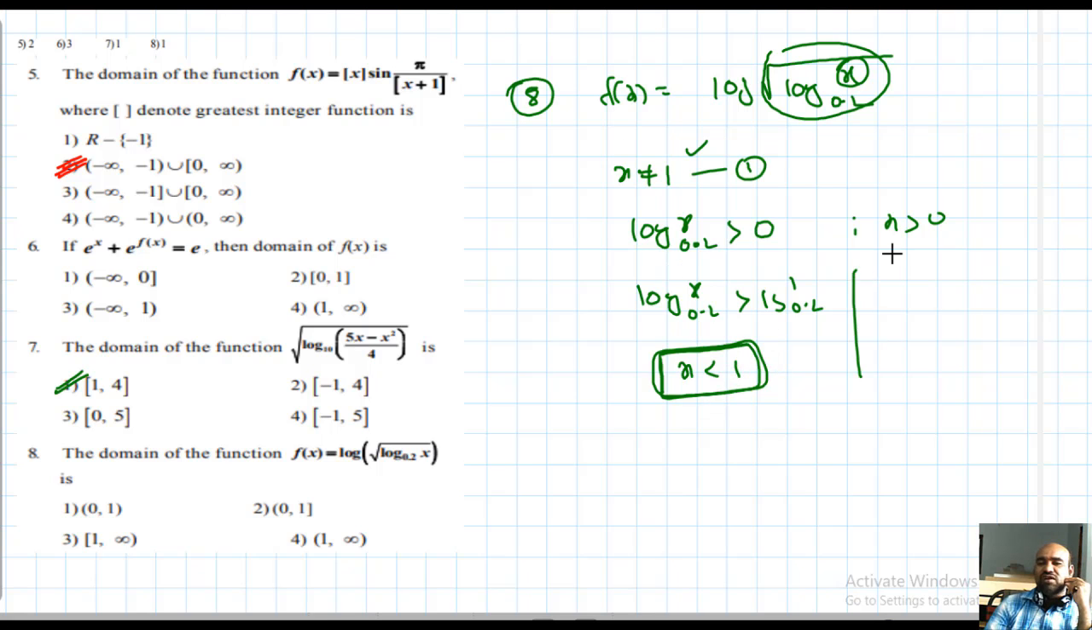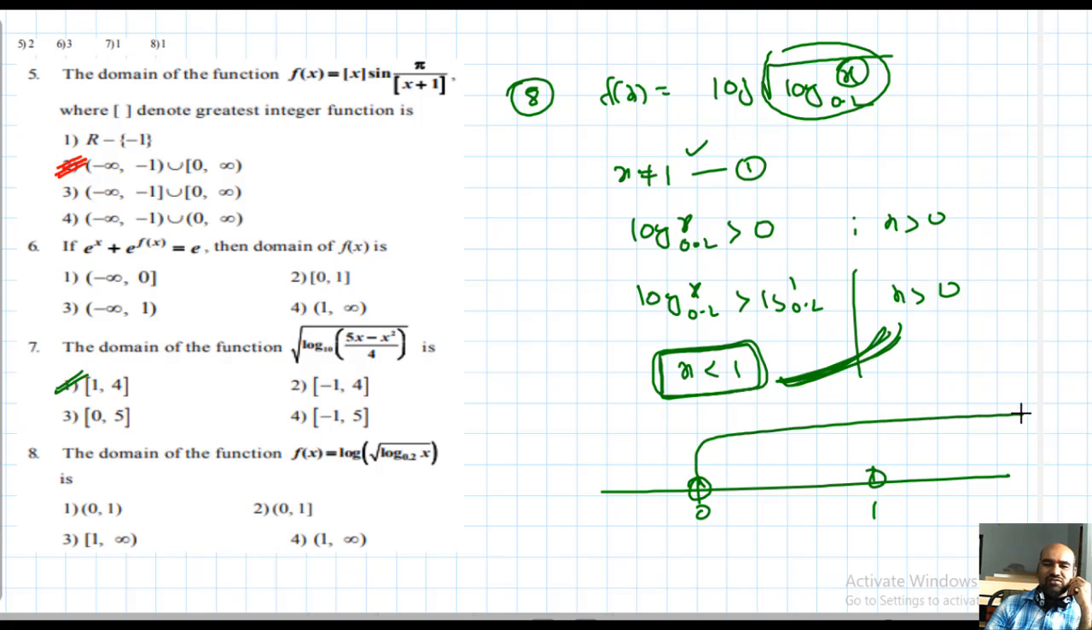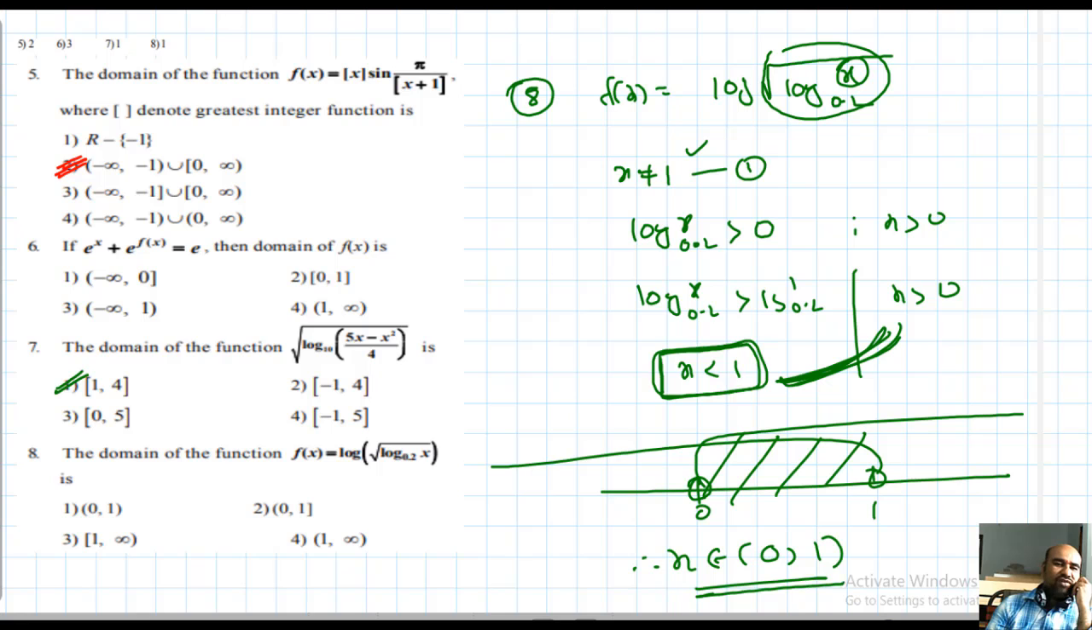So from this what you get? x greater than 0. Combined of these two, or intersection of these two, is the solution. So take number line 0, 1, open 0, open 1. This one saying that your x should be greater than 0. This one says your x should be less than 1. Intersection is this. Therefore, x belongs to open 0 to open 1. This is the domain of the function. Open 0 to open 1. This is the answer.